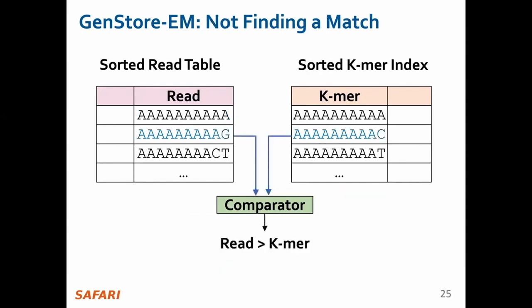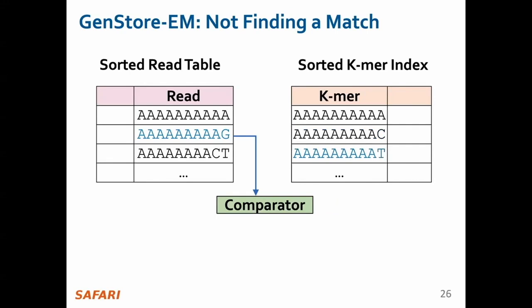Here, when the read is alphabetically larger than a k-mer, we conclude that the k-mer does not match any read. Since we've been sequentially scanning through it, we would already have seen the match if the k-mer matched any read. So then we go to the next element in the sorted k-mer index so that we can examine the next k-mer.